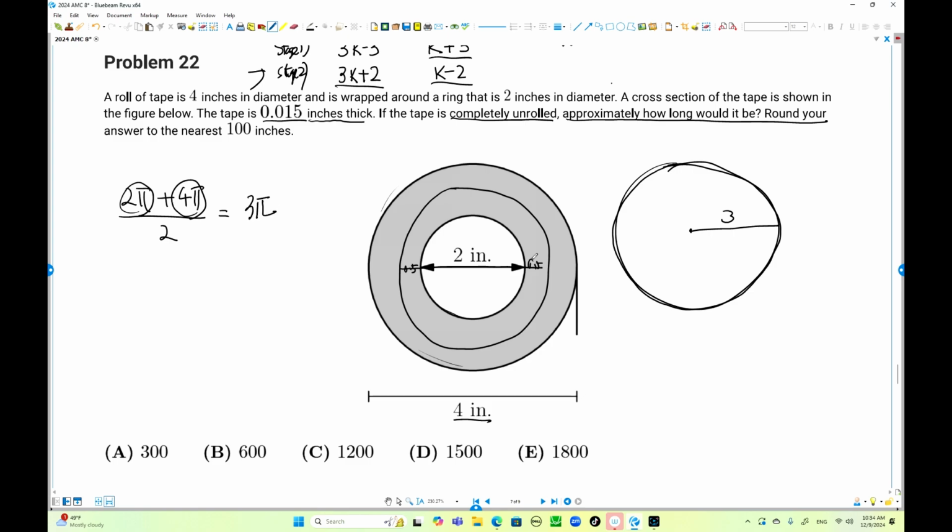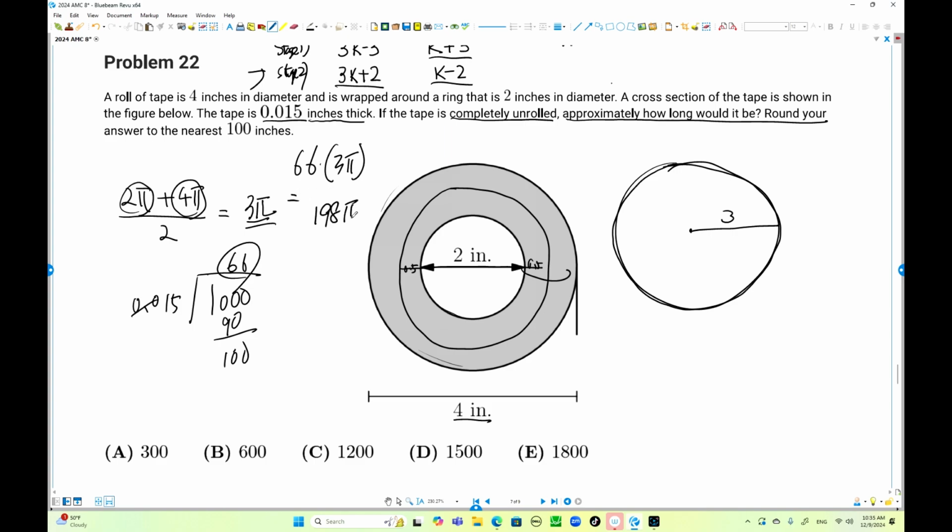But how many circumferences are there? Each circumference adds 0.015. So this is 1 inch, and when you divide by 0.015, we can take about 66 circumferences. Each circumference averages 3 pi, so the total length is 3 pi multiplied by 66, which equals 198 pi.